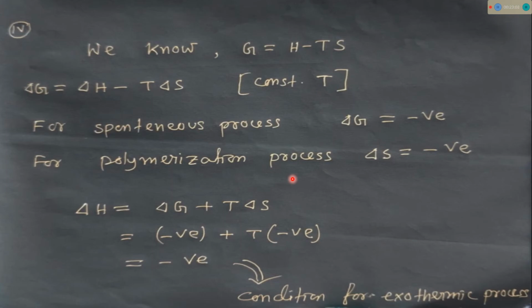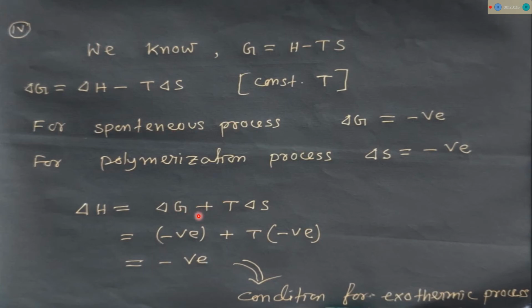So in polymerization process, the del S value is negative. So in polymerization process, entropy decrease होता है. Any polymerization process, del S value is negative. So from this equation, we can write del H equal to del G plus T del S. So del G is negative for this spontaneous polymerization process.